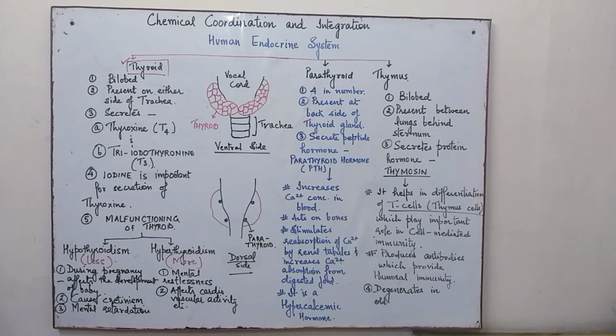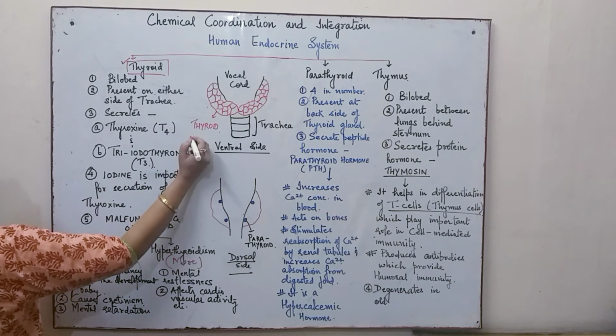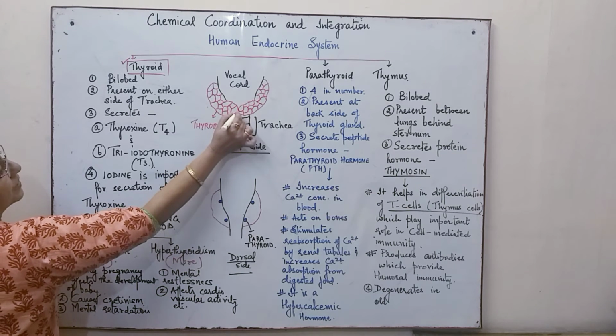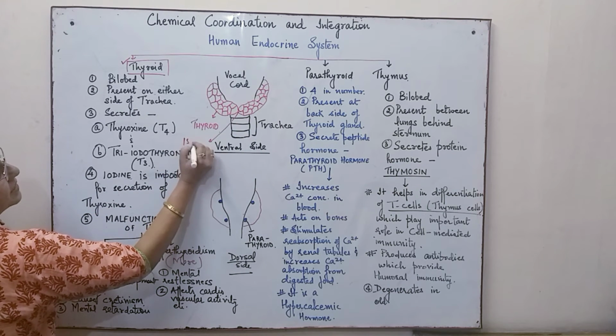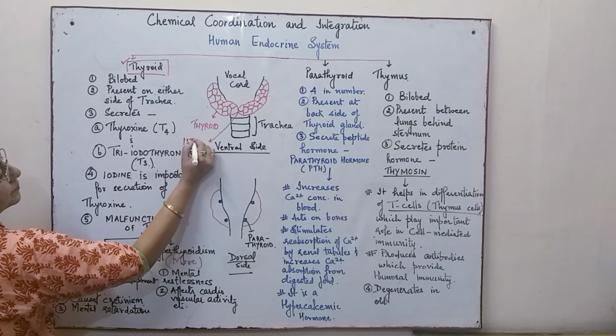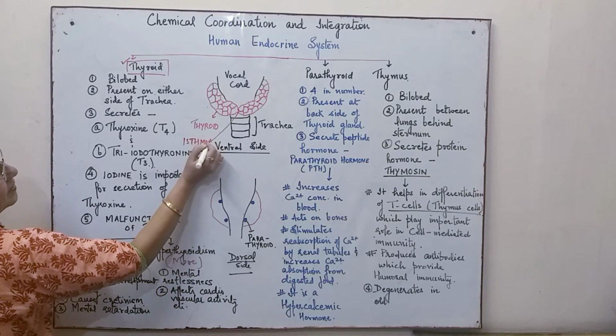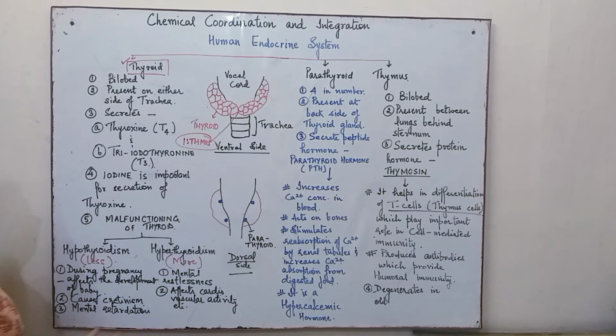The two lobes of the thyroid gland are present on either side of the trachea, and they are connected by a connective tissue which is known as the isthmus. So the isthmus is the connecting tissue. Over here they are joined by the isthmus, so the two lobes are interconnected with each other.